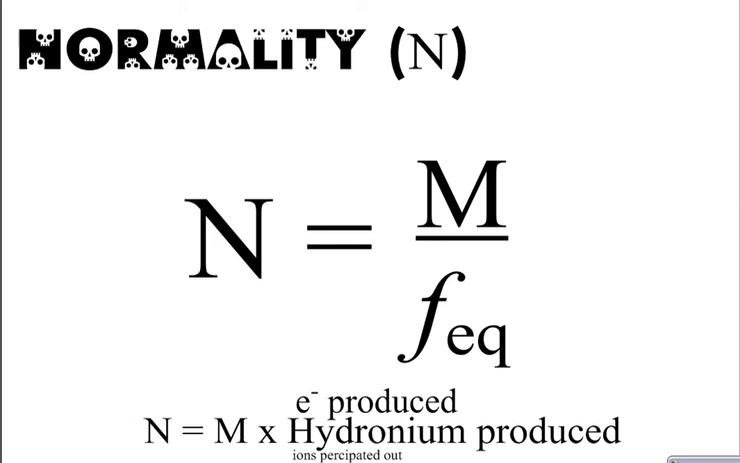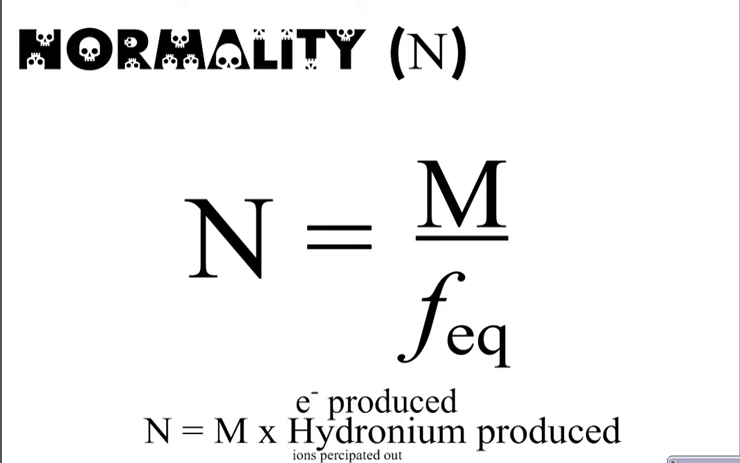So you would take the molarity, let's say that the concentration of sulfuric acid was 1, we would divide by 0.5, sorry, the equivalency fraction is 1 over the number of hydrogens produced or hydroniums produced. So we divide by 0.5, we would end up with a normality of 2 for that solution of sulfuric acid, of 1 molar sulfuric acid.